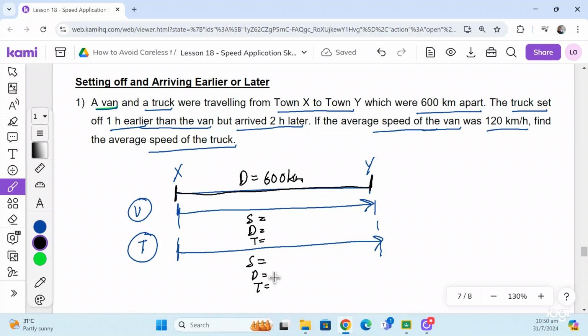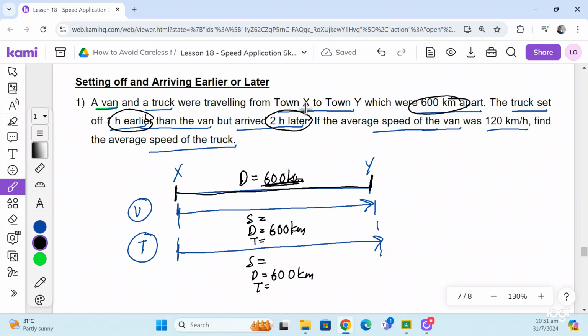Now the next thing is to put the numbers inside. 600 km is where we put over here. Isn't that the distance traveled by both the van and the truck? So I can also put it here as well. The truck set off 1 hour earlier and arrived 2 hours later. Can I put this inside the model? You can't, because it doesn't tell you the total time that the truck has taken to travel. It's just part of the time taken by the truck. So you cannot put the 1 hour and 2 hours inside.